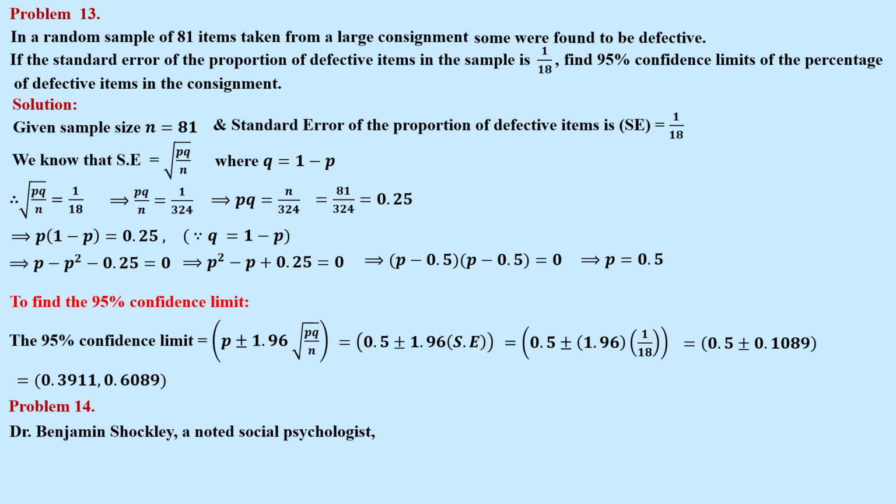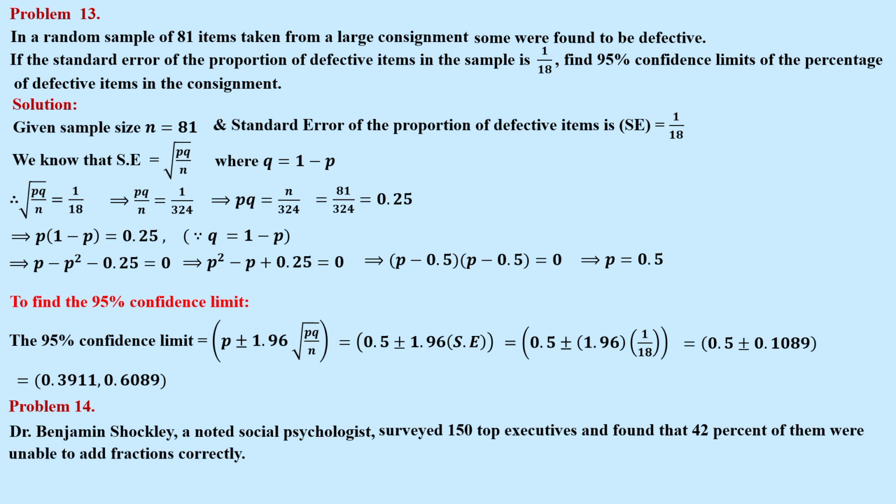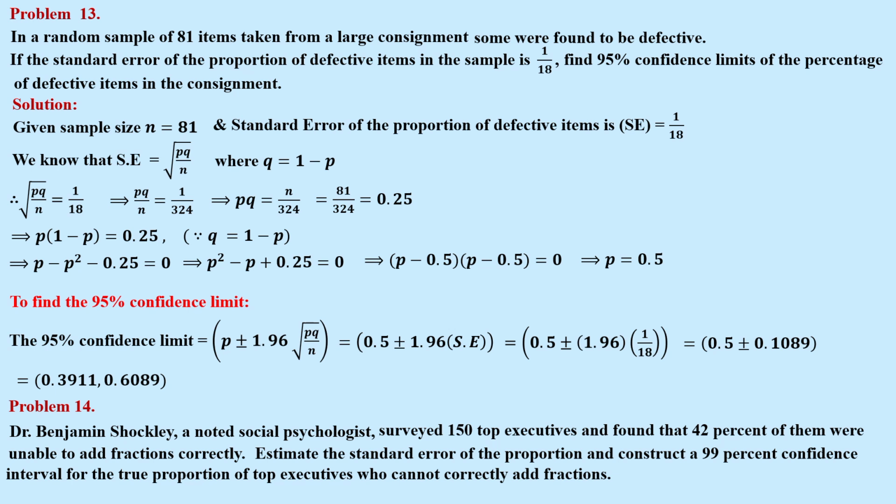Next problem. Dr. Benjamin Shockley, a noted social psychologist, surveyed 150 top executives and found that 42% of them were unable to add fractions correctly. Estimate the standard error of the proportion and construct a 99% confidence interval for the true proportion of top executives who cannot correctly add fractions. So we will see the solution.